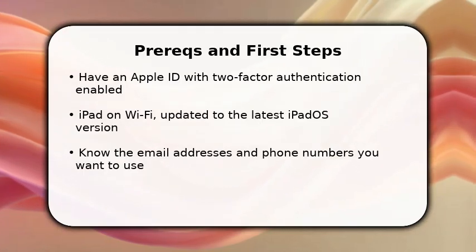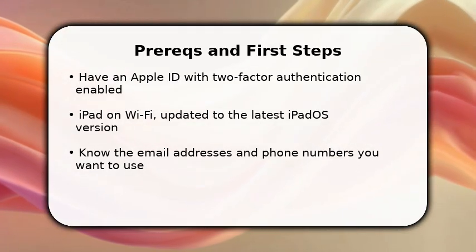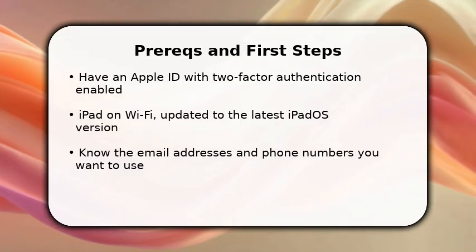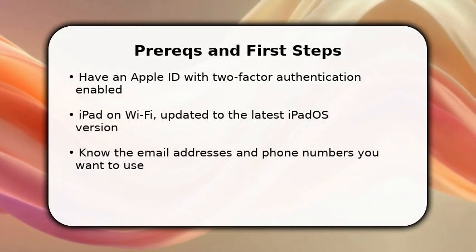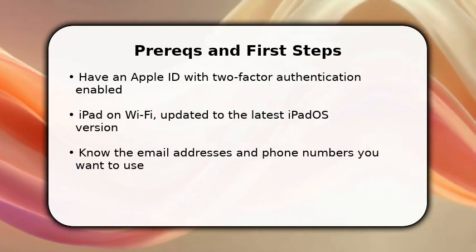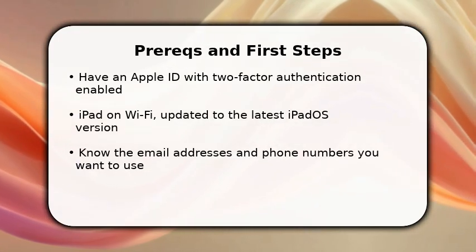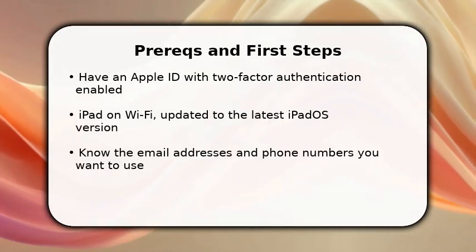You start by confirming prerequisites: an Apple ID with two-factor authentication, a working Wi-Fi connection, and the latest iPadOS. Once done, open Settings and tap Messages. This is where you activate iMessage. Sign in with your Apple ID under Send and Receive so Apple links your identity to iMessage.